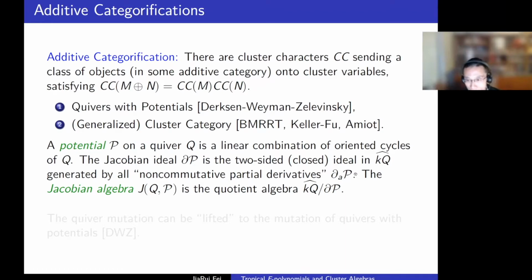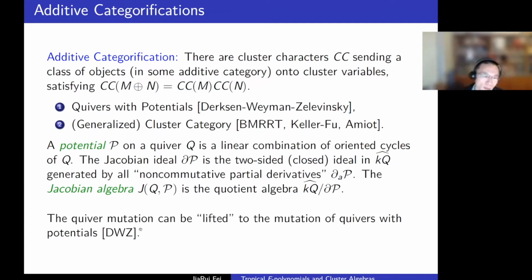Later I will give you a very concrete example. Each partial derivative can be applied to the potential and gives an element in the path algebra. In fact, we need to look at the completed path algebra. Then the Jacobian algebra is the quotient of the path algebra by the Jacobian ideal.